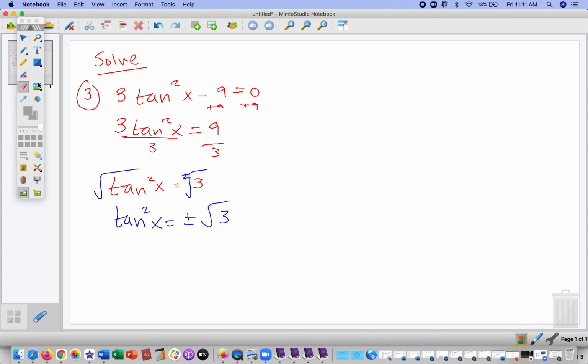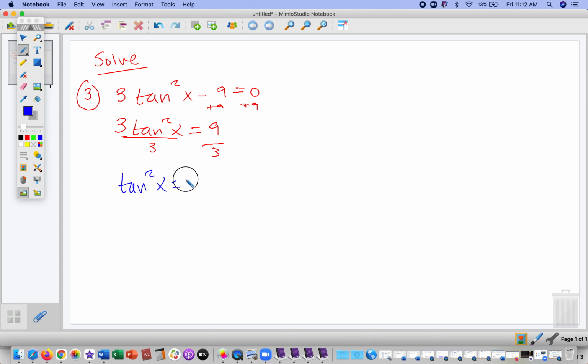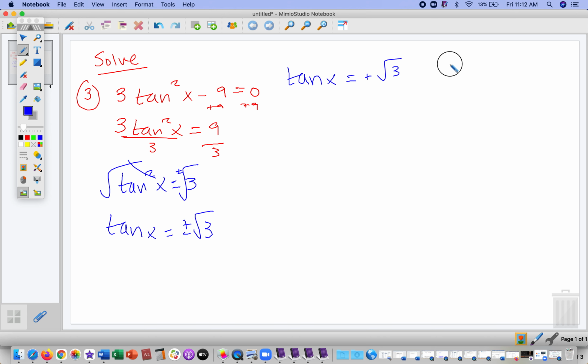So coming back to the problem, oops, this should just be tan, right? Let's go back for a second. So I have tan squared x equals 3. I take the square root, plus or minus, this cancels, so I have tan x equals plus or minus square root 3. So I need to ask myself, as I spin around the unit circle, where do I have a tan value of positive root 3? And as I spin around the unit circle, where do I have a tan value of negative root 3?